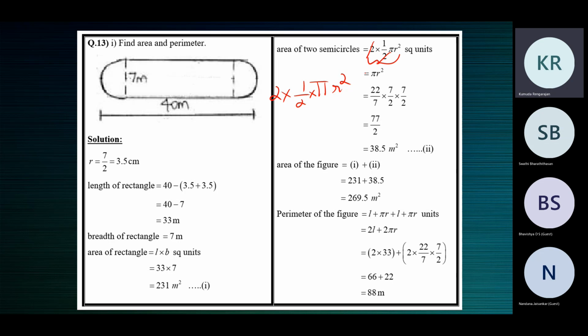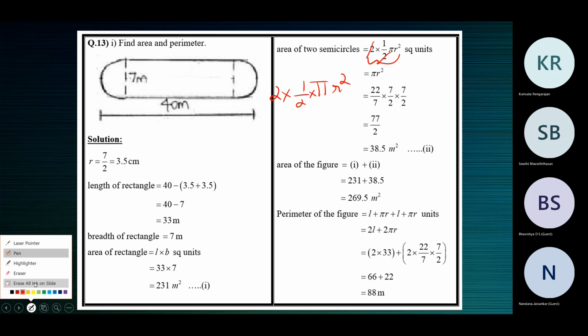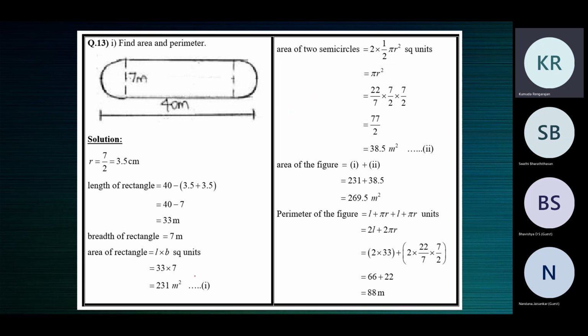So 2 cancels and you'll get pi r square. Pi is 22 by 7. R is 7 by 2. R square is 7 by 2 into 7 by 2. So on simplifying, you get 77 by 2 or 38.5 meters square. So the area of the figure is the area of the rectangle plus the area of the two semicircles.